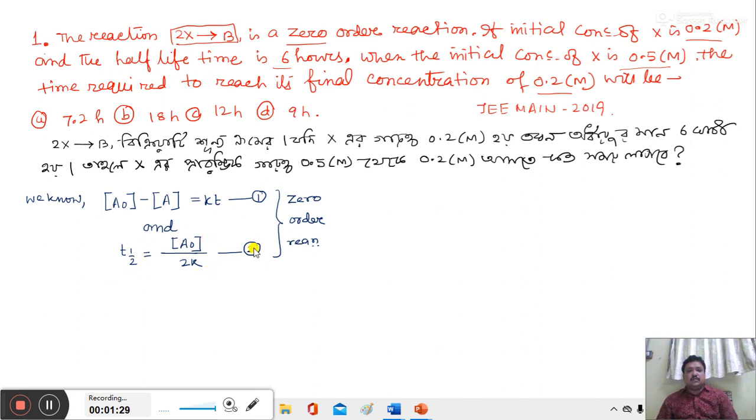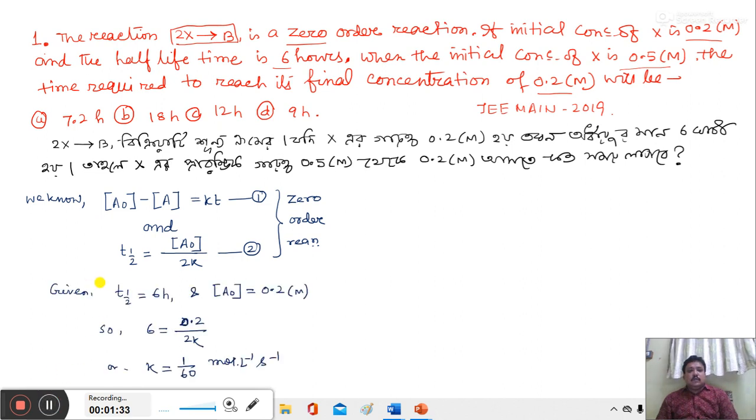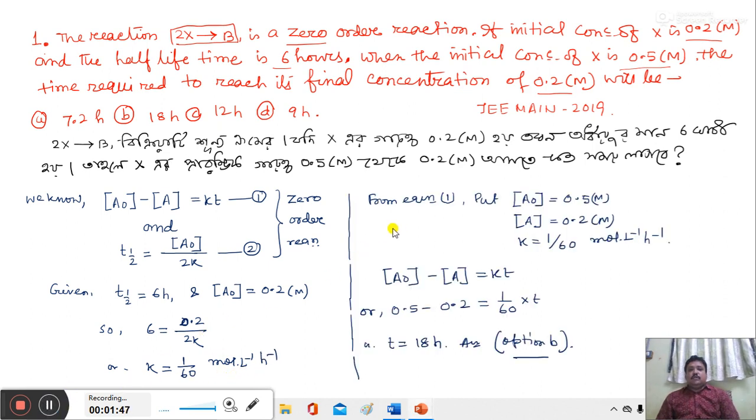This is the most valuable equation for zero order reaction. Given T half is equal to 6 hours and A0 is equal to 0.2 molar, so the value of K becomes 1 by 60 mole per liter per hour. From equation 1, put the values of A0 as 0.5 molar, A as 0.2 molar and K as 1 by 60 mole liter inverse hour inverse. Putting this value in equation 1, we get the value of T is equal to 18 hours. So option B is the right one.